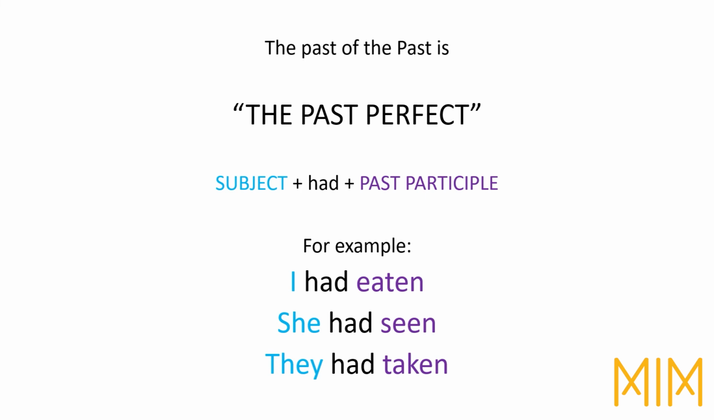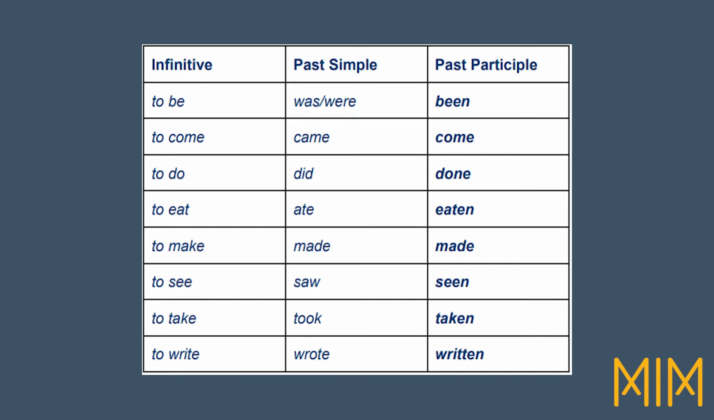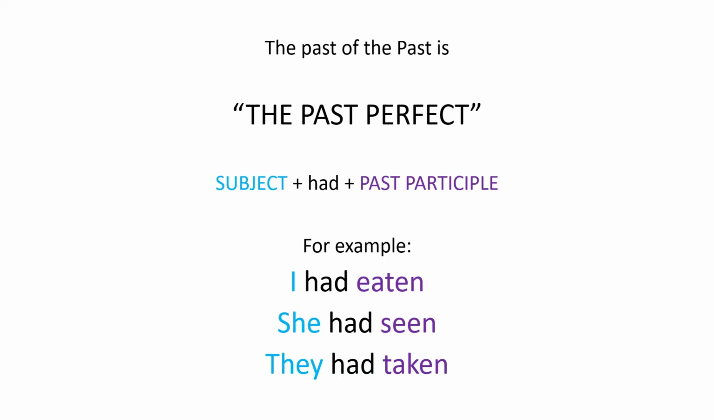The past of the past is what we call the past perfect. And we make this by using subject, I, you, he, she, and then we use had, and then the past participle. So if you look at a list of verbs, you might see the third list typically is the past participle. I had eaten. She had seen. They had taken.